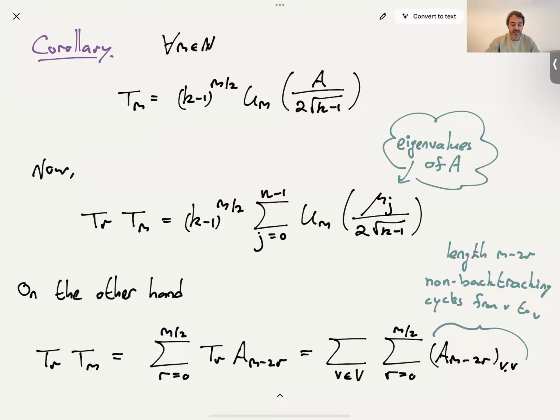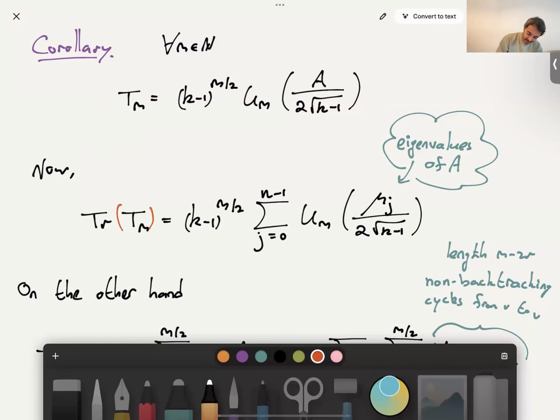Now, if you're going to take traces on both sides, by the way, this looks like a TR, but it's the trace, okay? So TR times TM. If you're going to look at the trace on both sides, well, on the one side, you get just the trace of T to the M. And on the other side, you have this polynomial applied to the matrix. The trace of a polynomial applied to the matrix is just the sum of the polynomial applied to the eigenvalues.